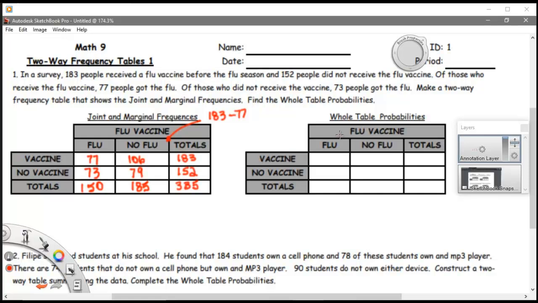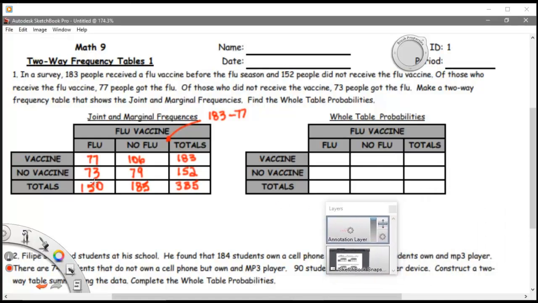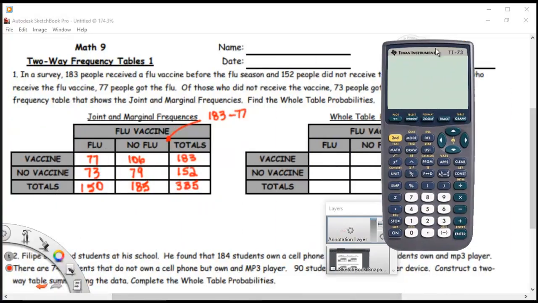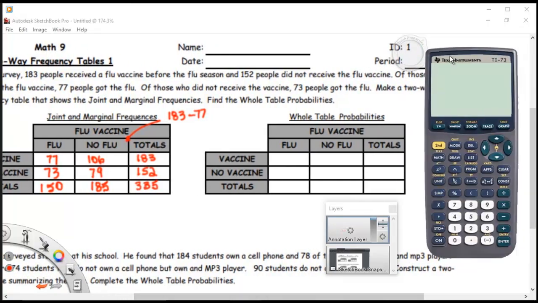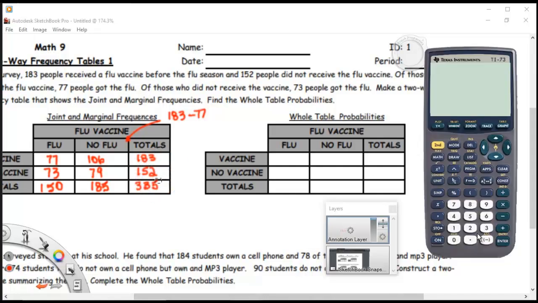Now we're going to do the whole table of probabilities, and I'm going to bring up a calculator so you can see how I'm finding this. I'm going to take 77 and divide it by how many total people took the survey: 77 divided by 335.